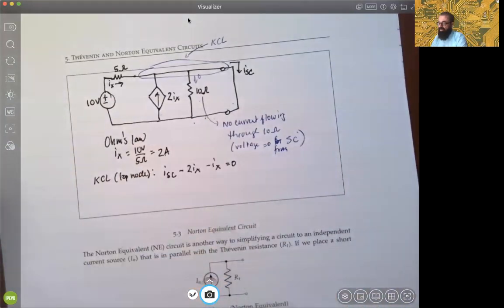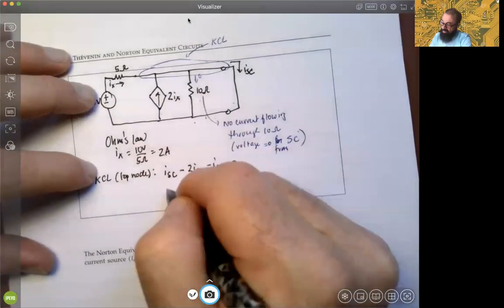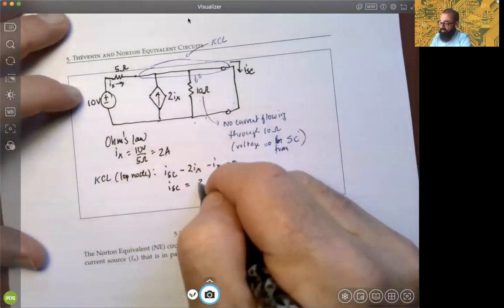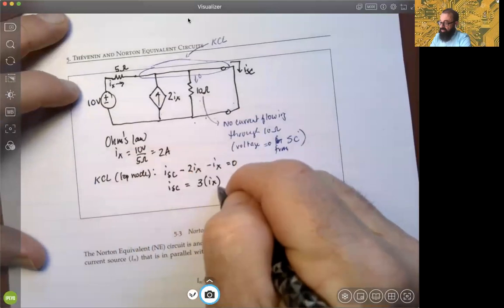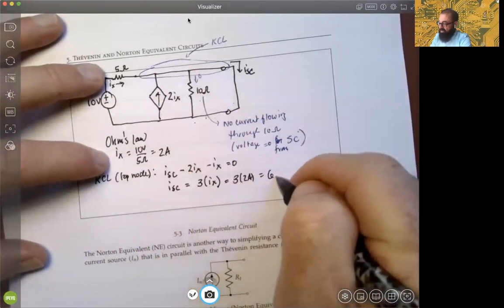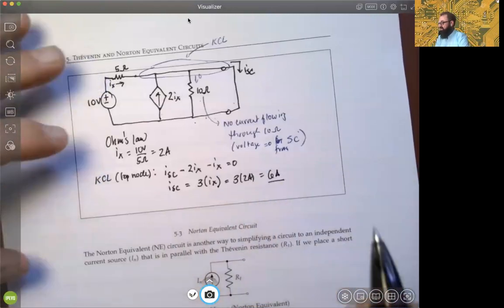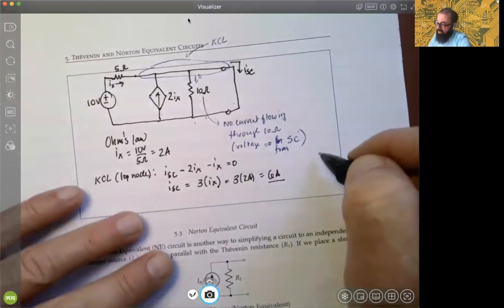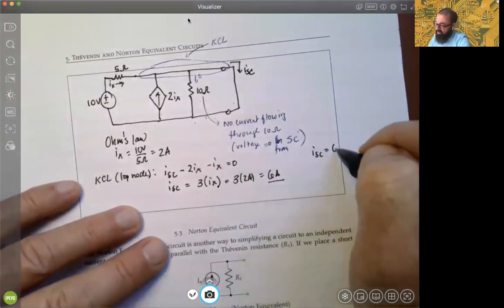All right? So what we really have is that the short circuit current is 3 times IX. But we just determined IX is 2 amps, so it's 3 times 2 amps, so 6 amps is the short circuit current. So we've got that ISC is 6 amps.